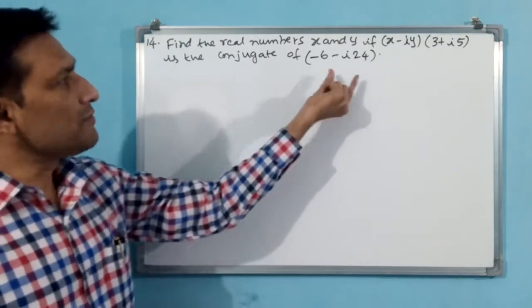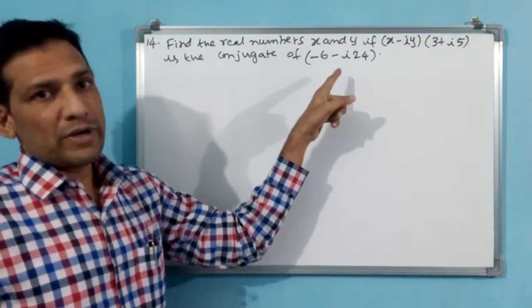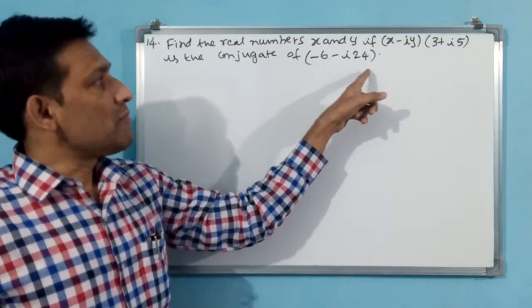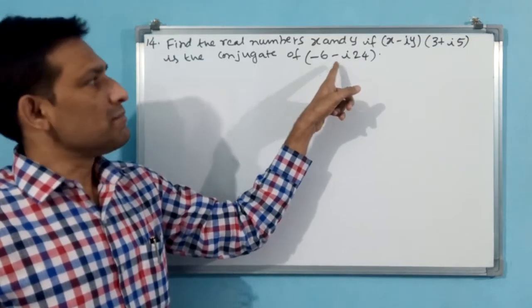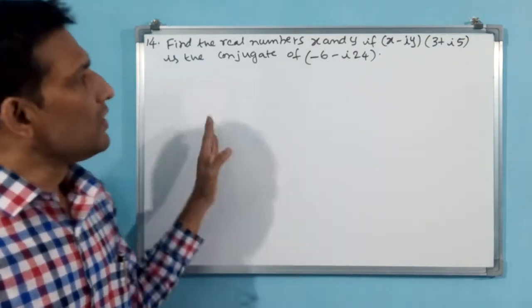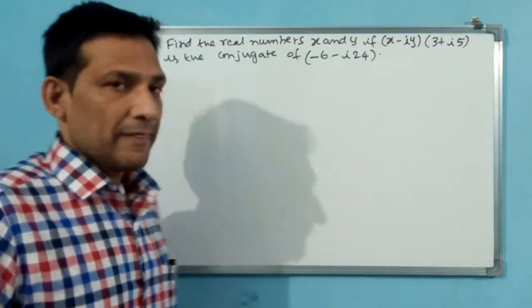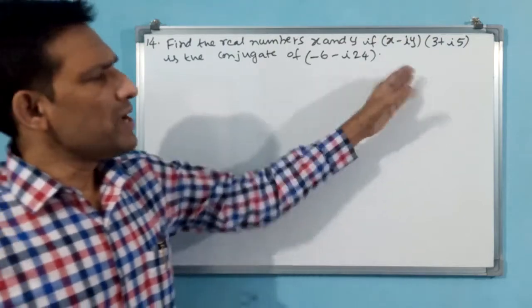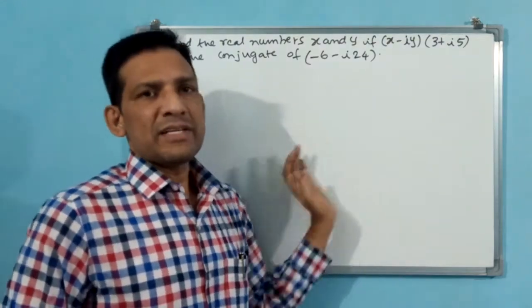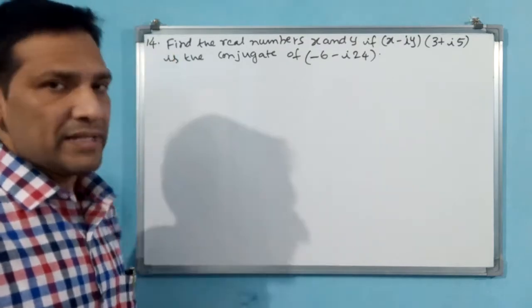That means the conjugate of this one is how much? Minus 6 plus i24 you have to write. Why? Because the sign of the imaginary part you have to change. Minus 6 plus i24 if you write, this is going to become the conjugate. The conjugate is going to become equal to this number. Okay. Then if you make the real part and imaginary part equal, automatically x and y values are going to come. Like that you have to proceed.